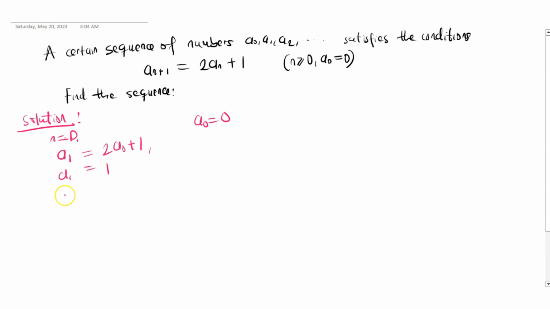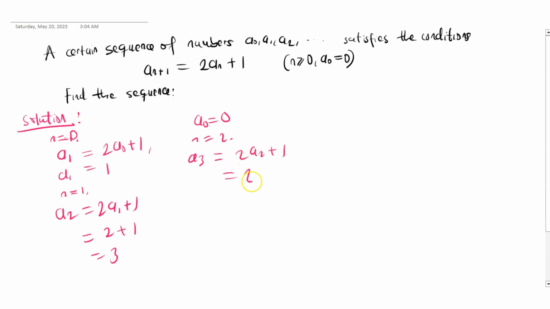What about a sub 2? Well, we let n equal 1, that means a sub 2, because 1 plus 1 is 2, will be twice a sub 1 plus 1. That means a sub 2, what is a sub 1? A sub 2 will be 2 plus 1, that will be 3. Now for n equals 2, that will give us a sub 3. 2 plus 1 is 3, so a sub 3 will be twice a sub 2 plus 1, that will be twice 3 plus 1, so that would be 7.